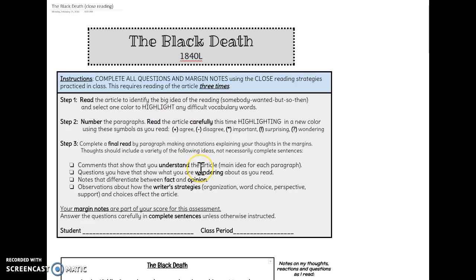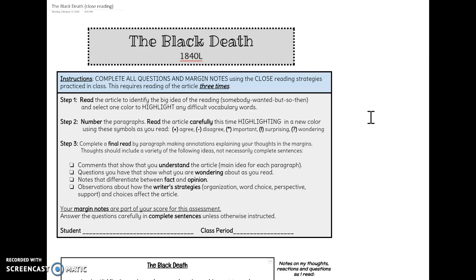So you're going to read through this article about the Black Death. And the only thing you're going to do this time is just read it. Look for the big idea of the reading. Think about if you had to tell me a somebody wanted but so then summary of it. What's the big idea about the Black Death in this article?